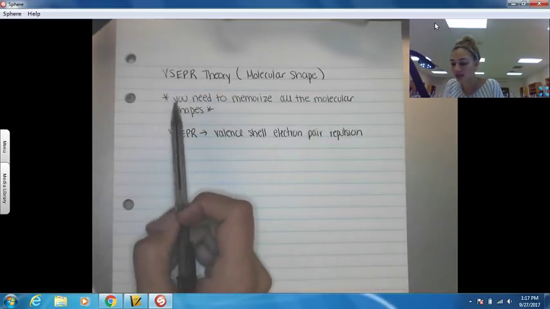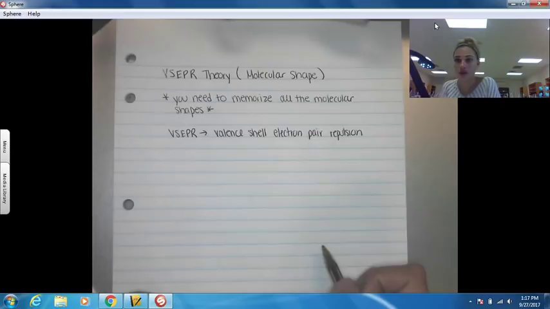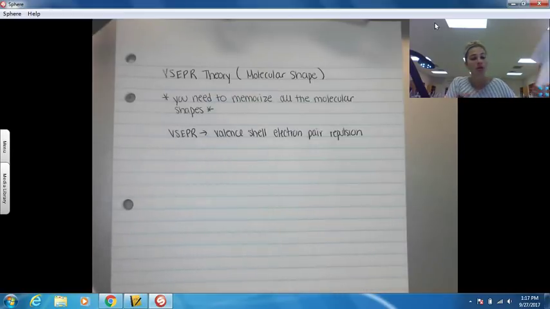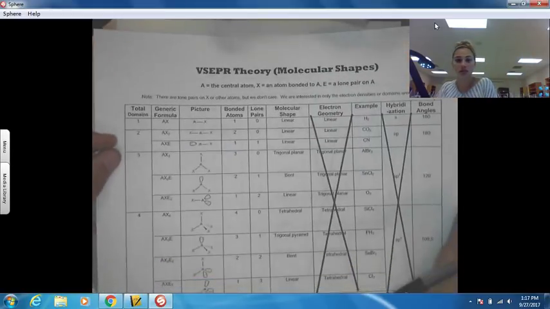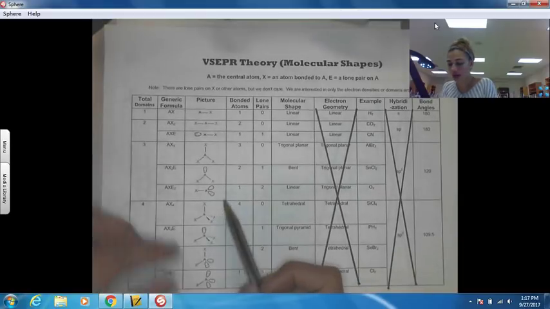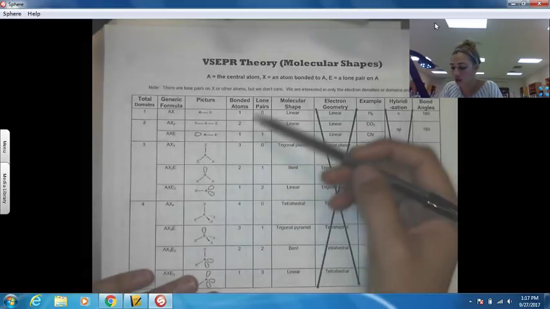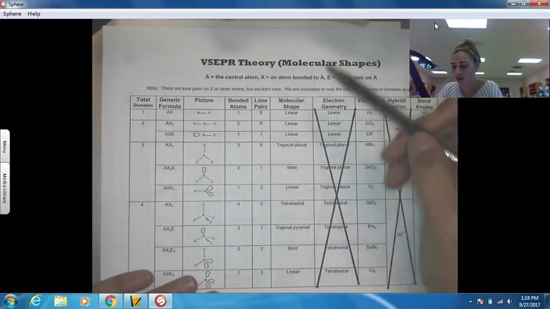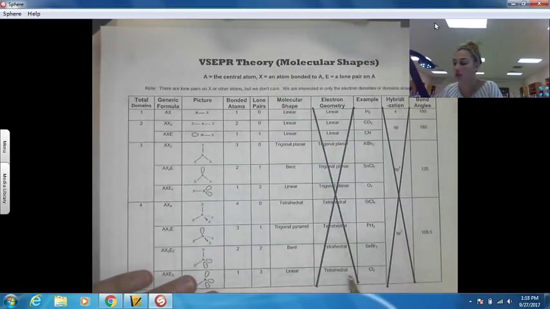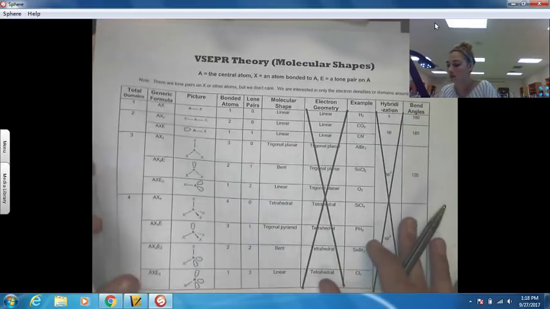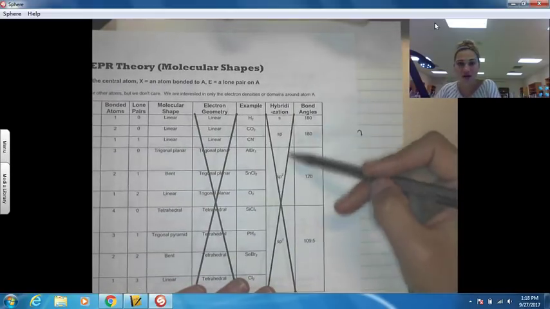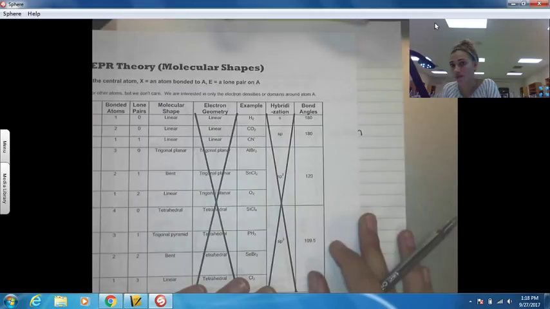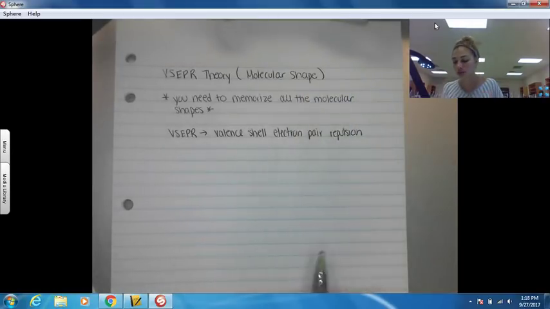As it says here, you need to memorize all the molecular shapes. You have a chart that looks like this. What you have to do is know the number of bonded atoms, the number of lone pairs, and the molecular shape. You should know the angles between the bonds as well. So let's start talking about this.